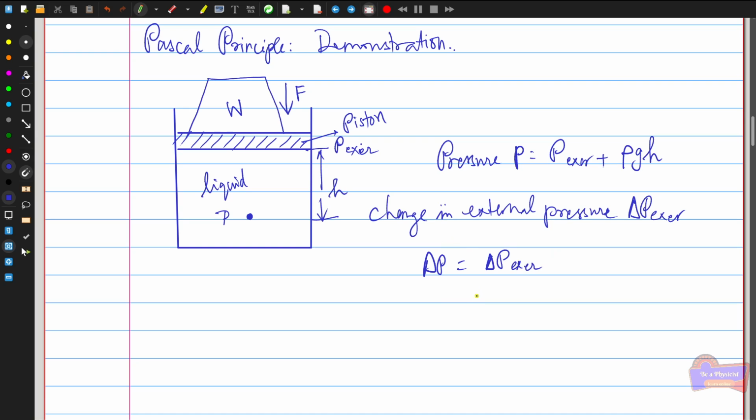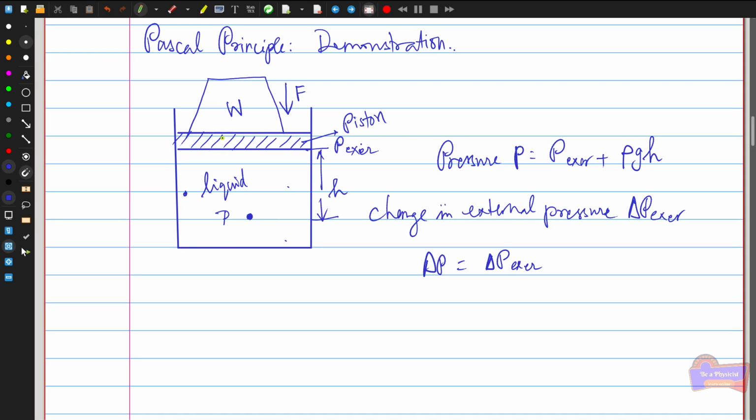So this change in pressure is independent of the height, so it must hold for all the points within the liquid as per Pascal's principle. If you are taking a point here or wherever, the change is independent of height. The pressure due to this weight on this liquid is equal in all parts of this liquid. So this principle has interesting consequences.